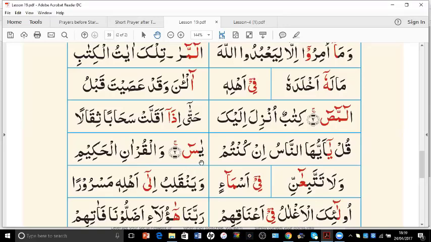Yasin. Wal Qur'anil Hakimi. Wal Qur'anil Hakimi. Beautiful. That was such a nice reading right at the end of the lesson. Excellent. Thank you so much, sweetheart.